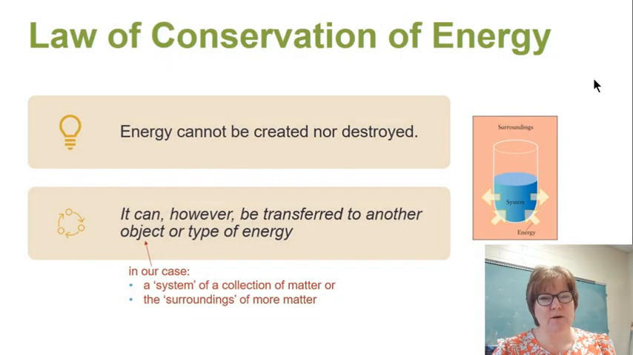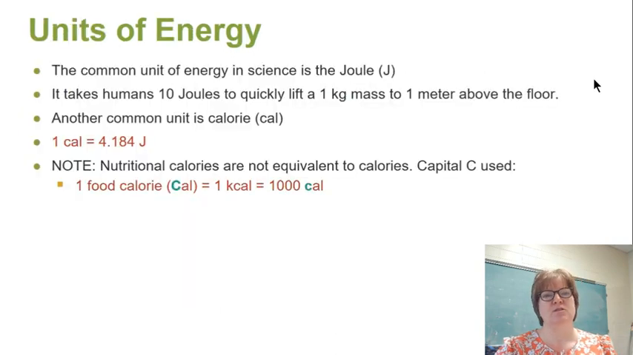Okay, so probably you also remember the law of conservation of energy, and that is that energy cannot be created nor destroyed. So we can transfer it from one type to another. In our case, we can take a collection of matter and transfer energy from the collection of matter to the surroundings, which is more matter, or from the surroundings, which is a collection of matter, to the system, which is another collection of matter. So we will talk about that, but basically all of these transformations of a sample of matter are going to involve energy.